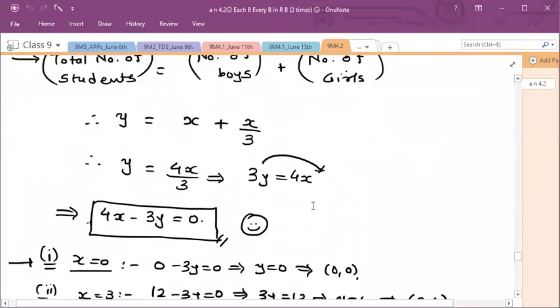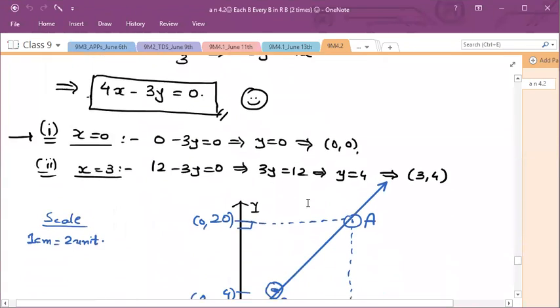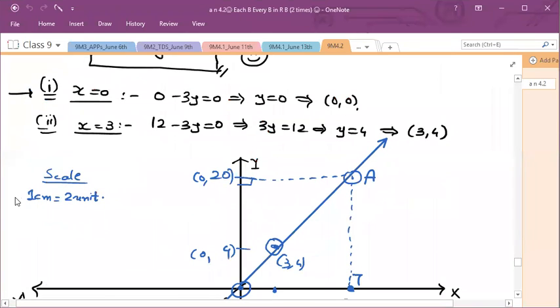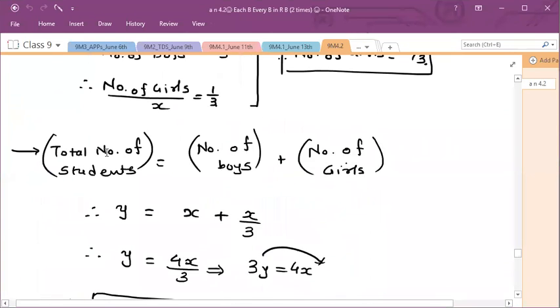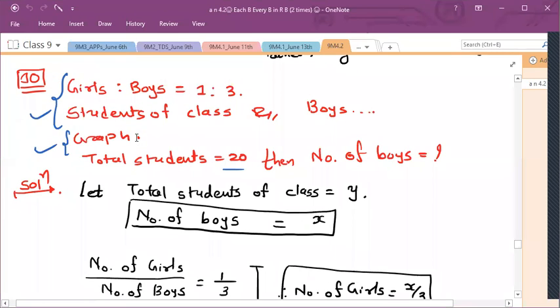But in the question, they specify that we have to formulate linear equation in 2 variables, and those 2 variables will be, one variable will be students of class and another variable will be number of boys. In Yashash method, one variable is number of boys and another variable is number of girls. Okay, so total number of students is x plus y. So this is the Yashash method.